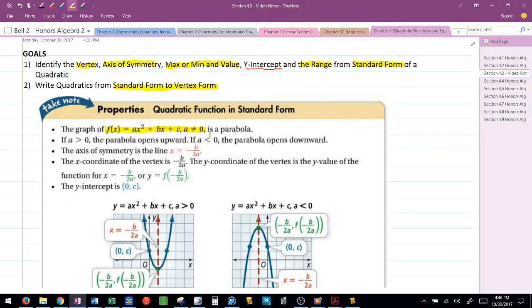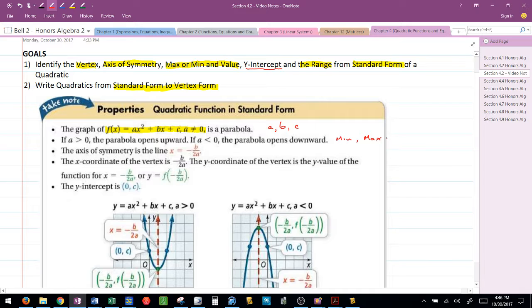So the first thing that we want to be able to do when we have a particular parabola or quadratic that is in standard form is identify what a is, what b is, and what c is. Now the second bullet there says if a is greater than 0, it opens upward. If a is less than 0, it opens downward. We already talked about that. But remember what this tells us. If a is greater than 0, that tells us we're dealing with a min. And if a is less than 0, that tells us we are dealing with a max.